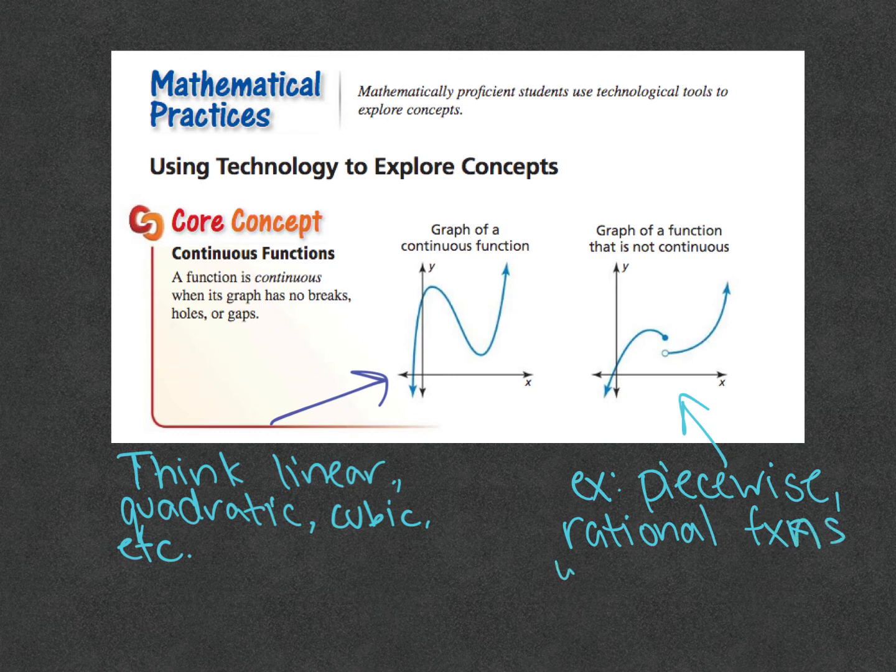This is kind of guiding us into what this unit's going to look at. We're going to be looking at continuous versus not continuous. Rational functions have an x in the denominator, which means that there is a value that makes it undefined, therefore it's got to jump somewhere.